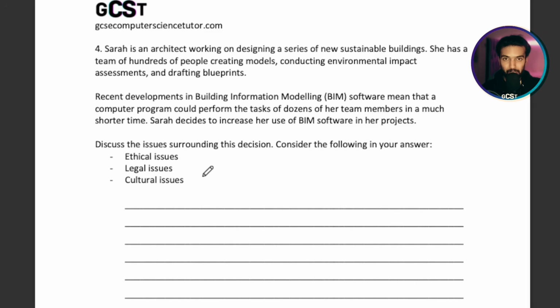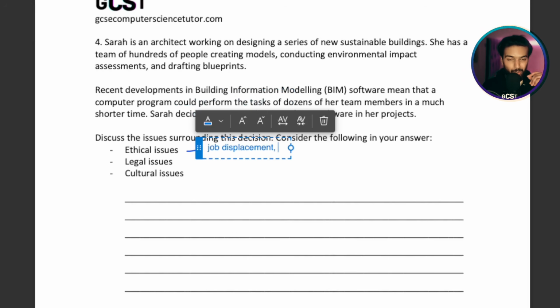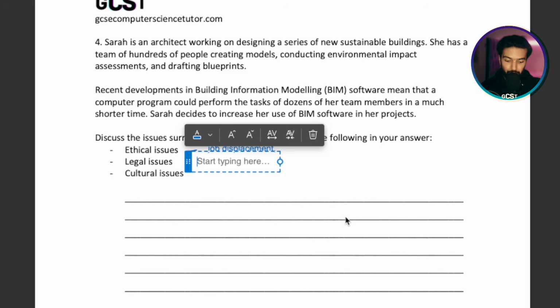So before starting, I always like to do a bit of a mind map or plan out the answer. Job displacement is something you can say. Technically it's cultural, but it depends how you talk about it. So we're going to talk about it as in the current workers. It might mean there's reduced hours and unemployment. And for legal issues, we can talk about the IP rights behind the models created by the BIM software.